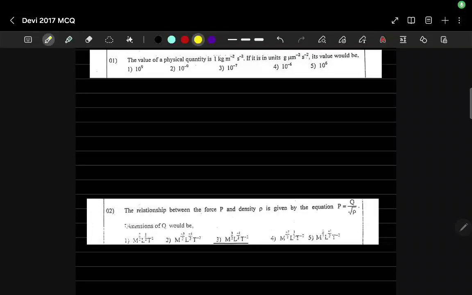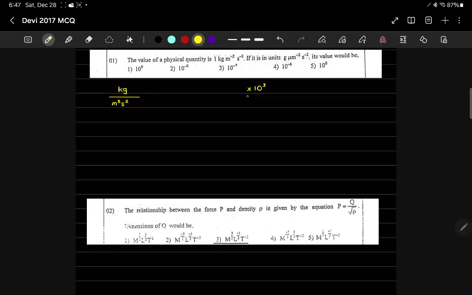Number 1, they are asking us to convert the given physical quantity into another unit. So we have kilogram per square meter per square second. So I write the units as a fraction, which is much easier to convert. When we convert kilograms to grams, you have to multiply by 10 to the power 3.